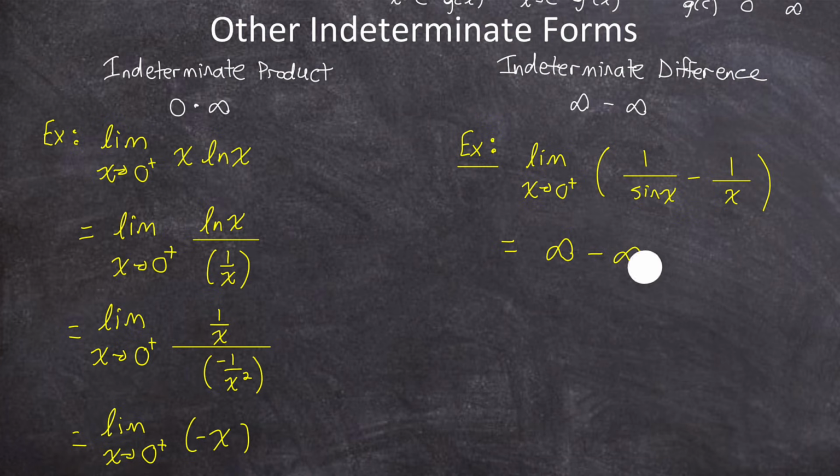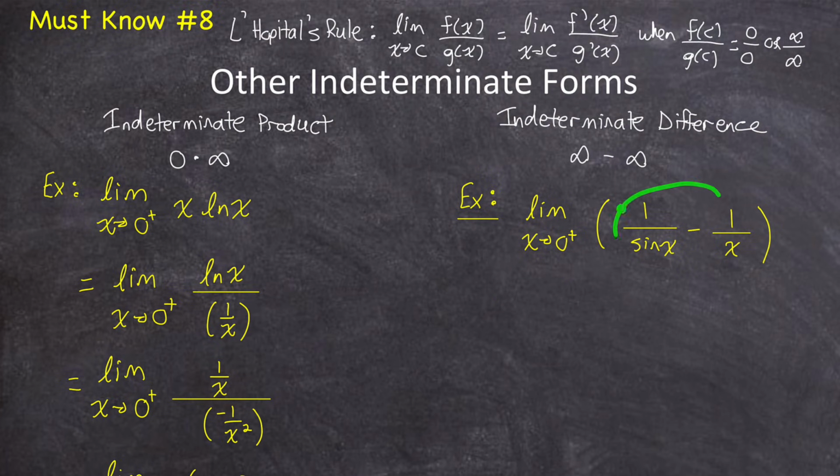So I'll erase that, and I will try and get this expression into a format where I get indeterminate form of type 0 over 0. And that would happen if I combined these into a single fraction by getting a common denominator. So I'll multiply this fraction top and bottom by x, and this one top and bottom by sine x.